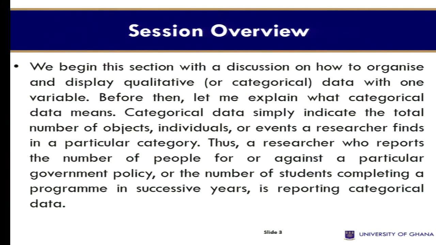Now, we begin this session with a discussion on how to organize and display qualitative, that is, categorical data with one variable. Before then, let me explain what categorical data means. Categorical data simply indicate the total number of objects, individuals, or events a researcher finds in a particular category. This is why I said it would serve you better if you went back to your lesson on categorical variables. But let me continue. Thus, a researcher who reports the number of people for or against a particular government policy, or the number of students completing a program in successive years, is reporting categorical data.